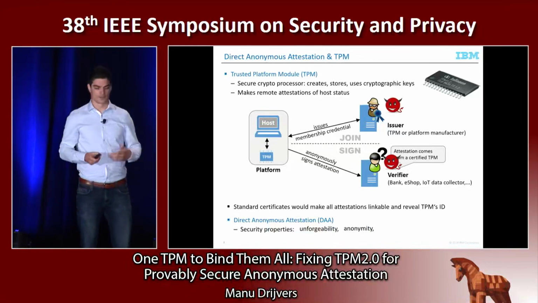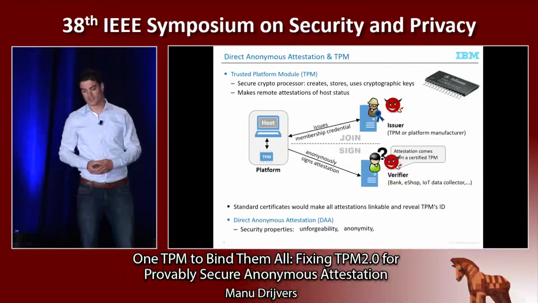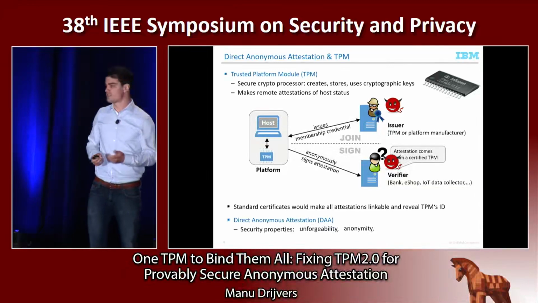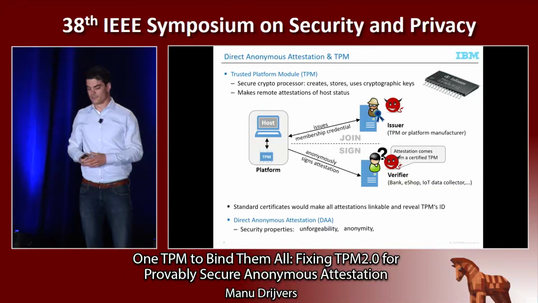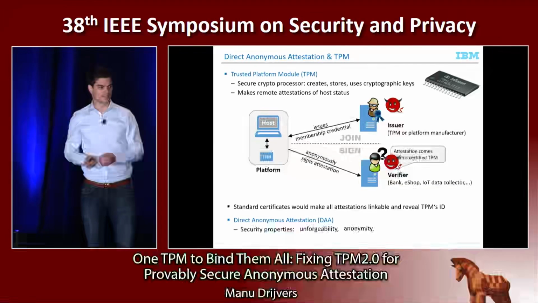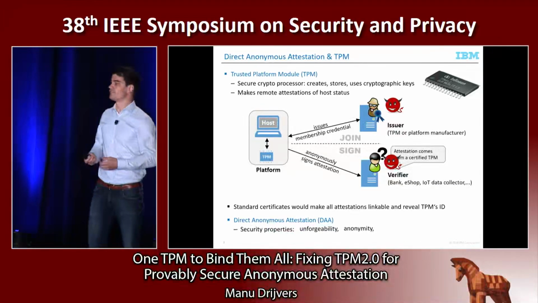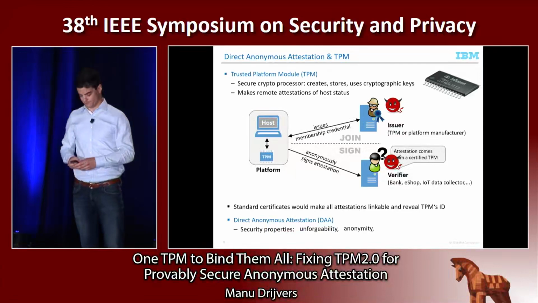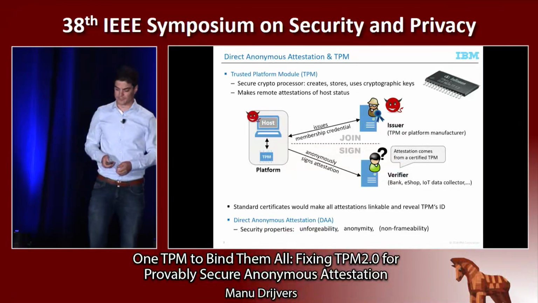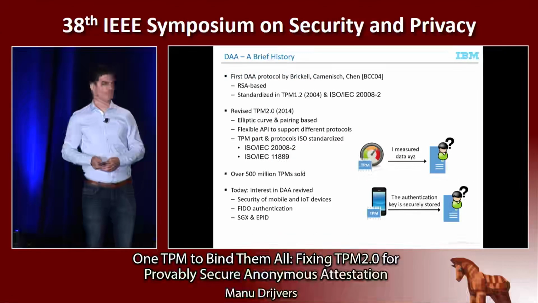That was the whole point of anonymous attestation. And we want that to hold even if this issuer, this authority, is corrupt. So no attestation that the platform makes should leak any information about the identity of the platform. We have some more properties, but I won't go into detail on those.